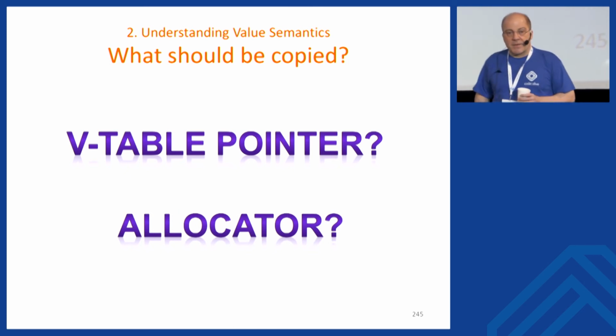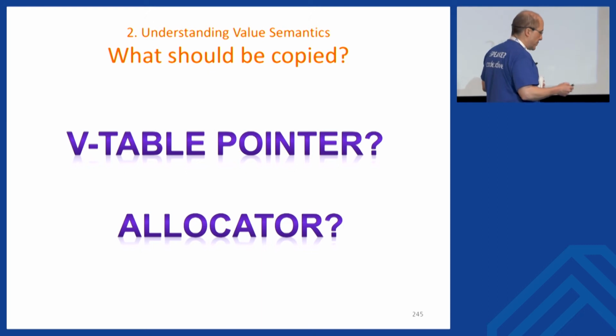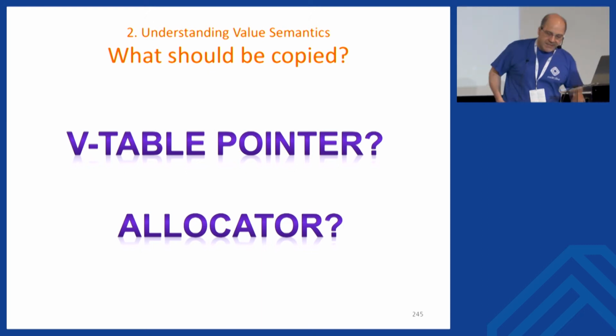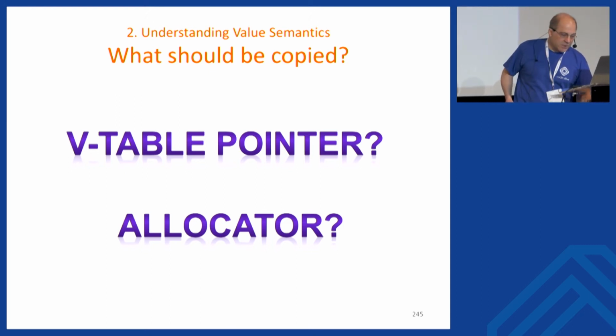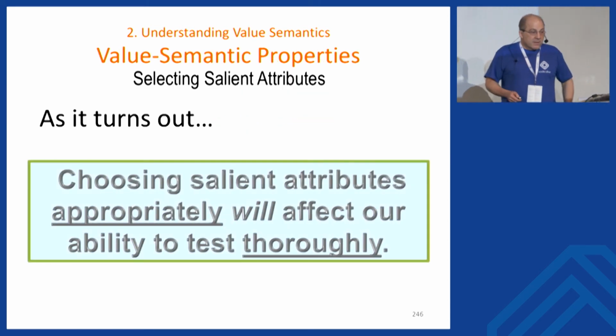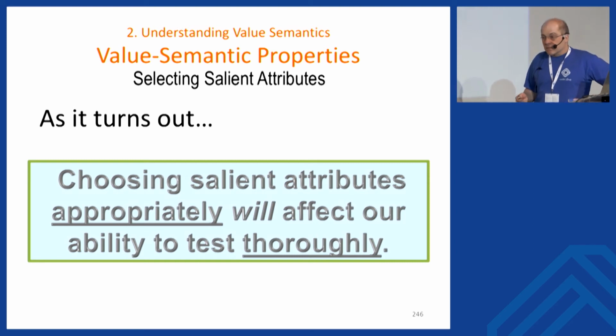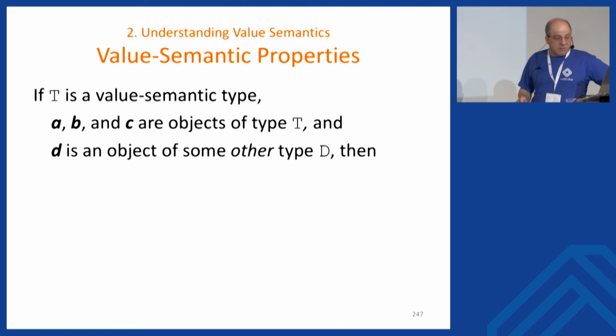Same with an allocator, by the way. Same idea. You set up an allocator, you've created something, it's a certain technology, and then somebody assigns something and it changes the technology? I don't think so. So don't do that. Choosing what's salient will affect our ability to test things thoroughly. It'll also affect the sanity of our code.